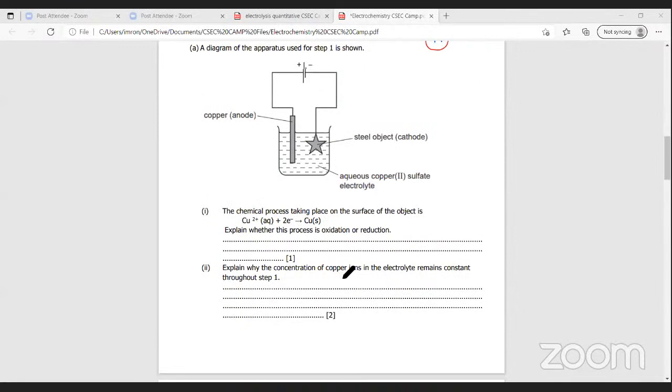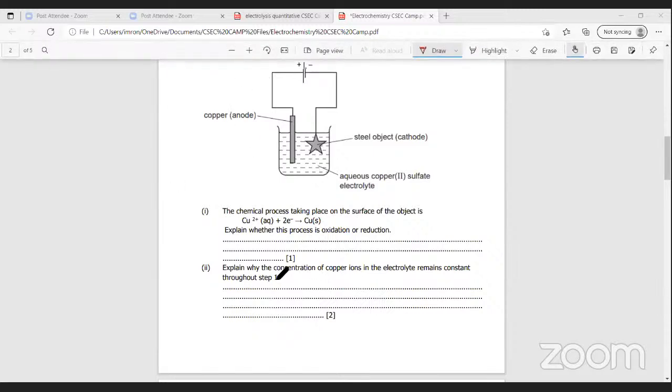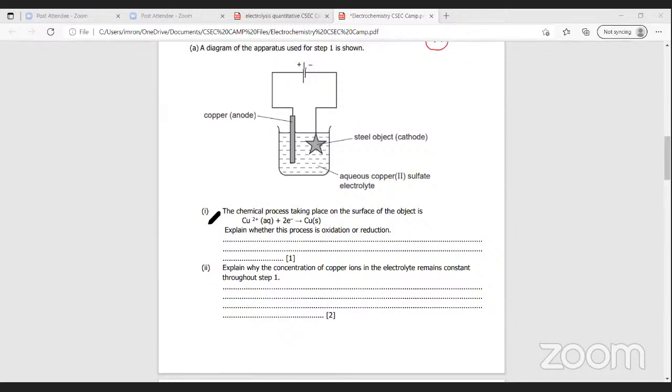So that is reduction. Explain why the concentration of copper ions in the electrolyte remains constant throughout step 1. Let's see how many of you can get this one. Why is the concentration going to remain constant? Let's see what you can write for that one.